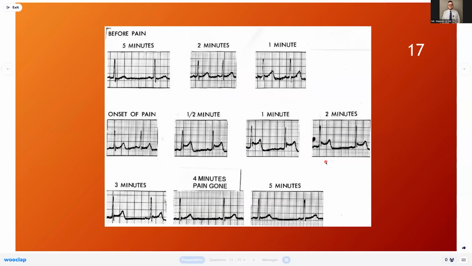changes as someone has chest pain and angina over an EKG strip. You can see that before the pain, there are already some slight changes. And then as the pain occurs, there's a spike and a change in rhythm where the QRS complex is the same, but the ST segment starts to change. And then as the pain is gone, it starts to normalize.